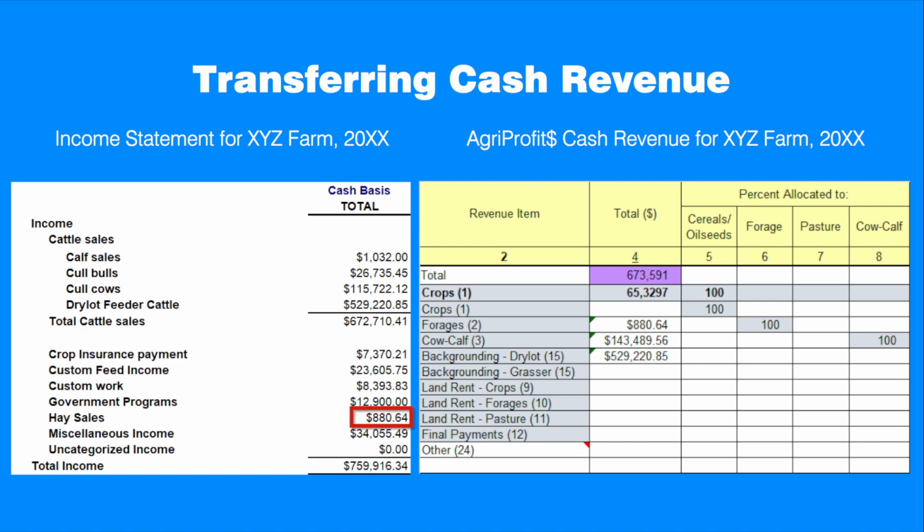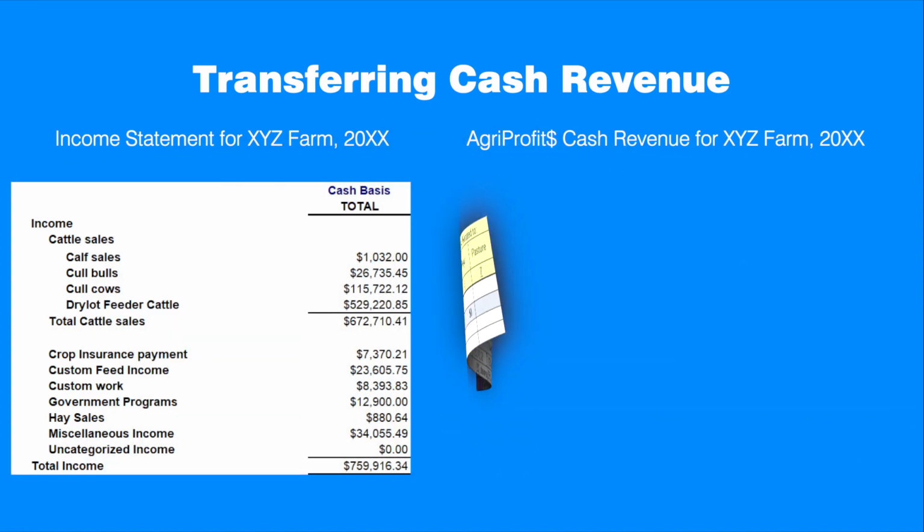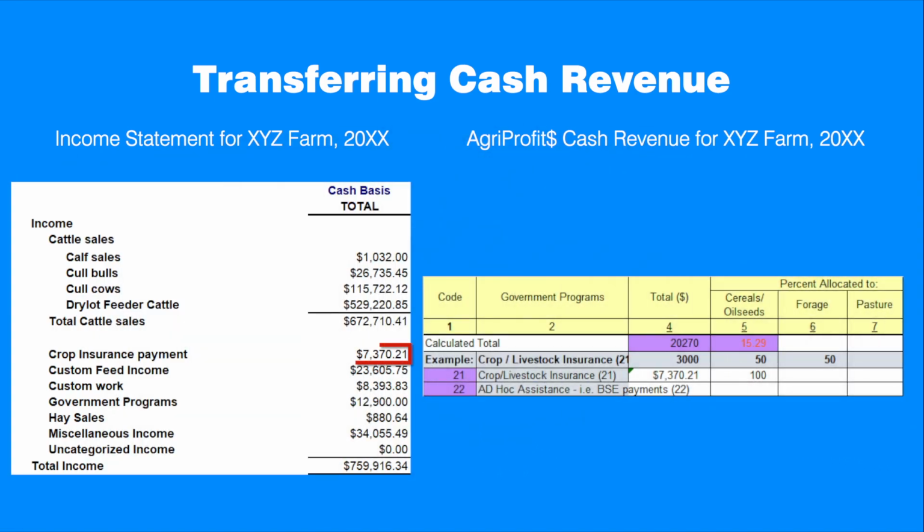Income from sales of other products such as feeder cattle, commercial crops, and forages can be transferred in the same way. Finally, payments from government programs, insurance companies, and other sources of income should be transferred to the corresponding AgriProfits revenue accounts and allocated to the corresponding enterprises.